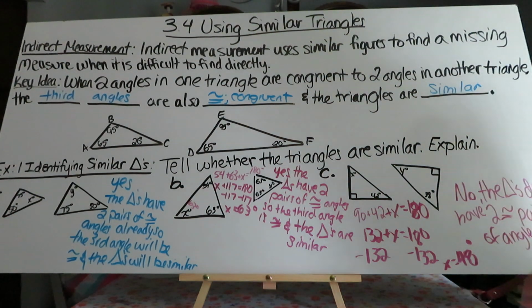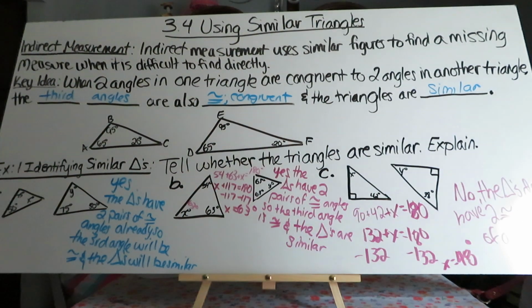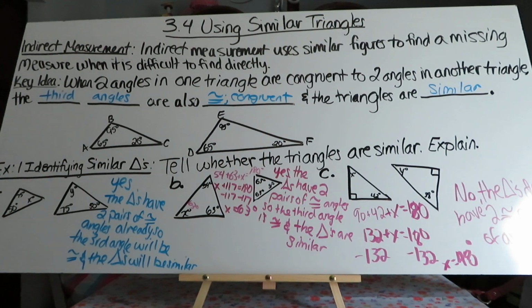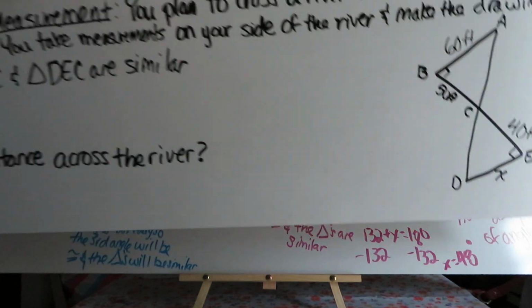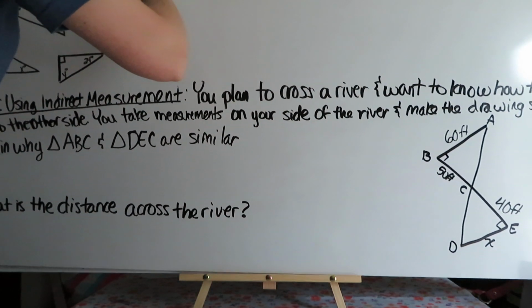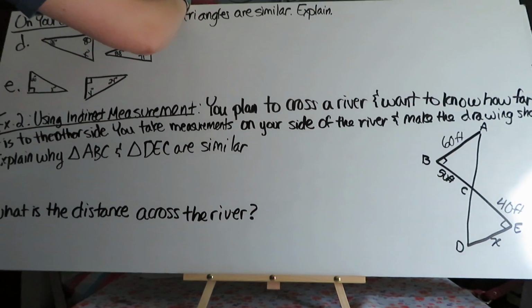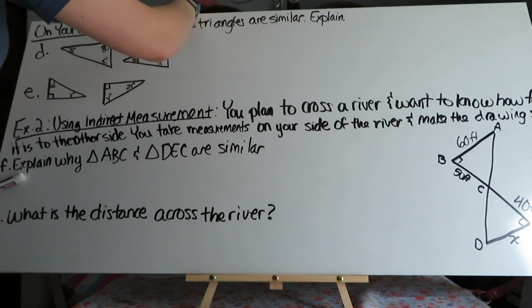All right. Go ahead, work on your own as I set up the board for the next one. Tell whether the triangles are similar and explain. Please make sure you are putting in an explanation. You don't just want to say yes or no. There needs to be reasoning behind it.